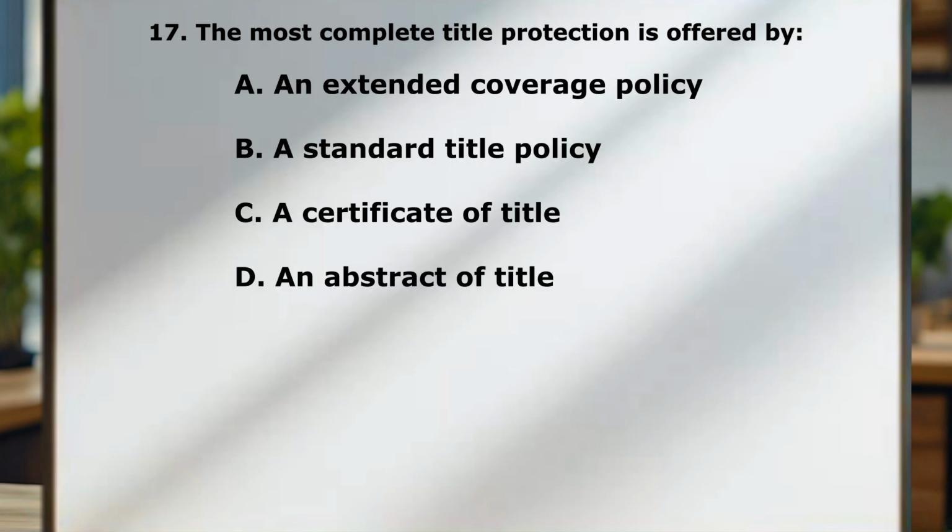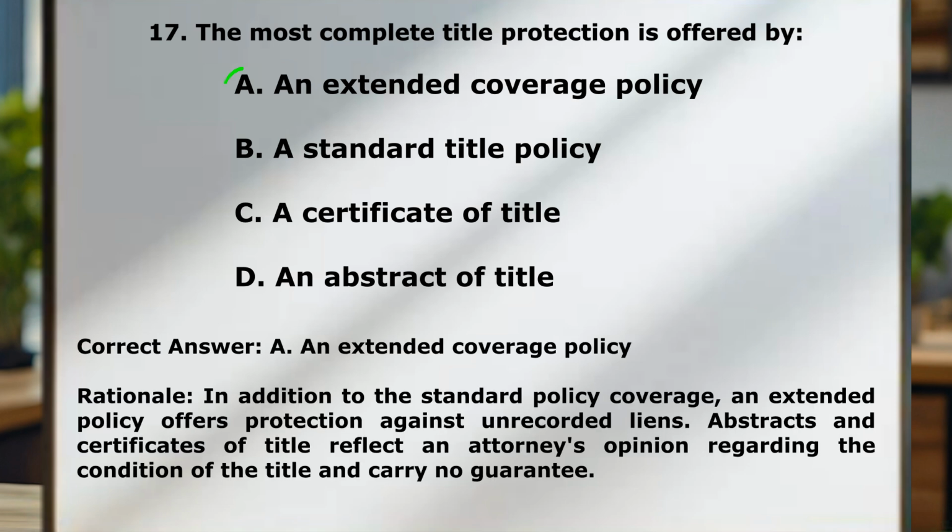Question number 17. The most complete title protection is offered by A. An extended coverage policy, B. A standard title policy, C. A certificate of title, D. An abstract of title. Correct answer here is A, an extended coverage policy. So in addition to the standard policy coverage, an extended policy offers protection against unrecorded liens. Abstracts and certificates of title reflect an attorney's opinion regarding the condition of the title and carry no guarantee.